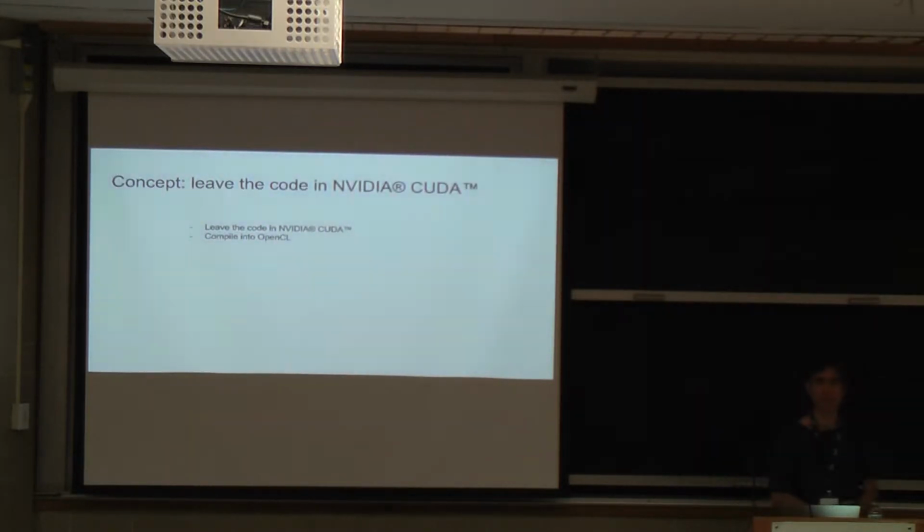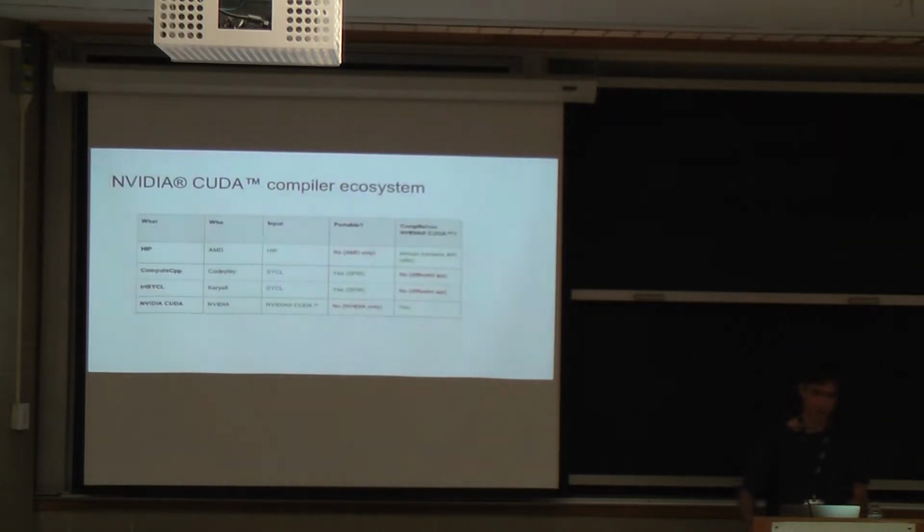So here's the concept. We're going to leave the code in NVIDIA CUDA, and we're going to compile it into OpenCL 1.2. Right, and there's actually a whole ecosystem of kind of CUDA-like compilers. There's HIP by AMD, which can pretty much compile NVIDIA CUDA. You simply have to rename the API calls from, for example, cudaMalloc to something like hipMalloc. Is it portable? No, it's AMD only.